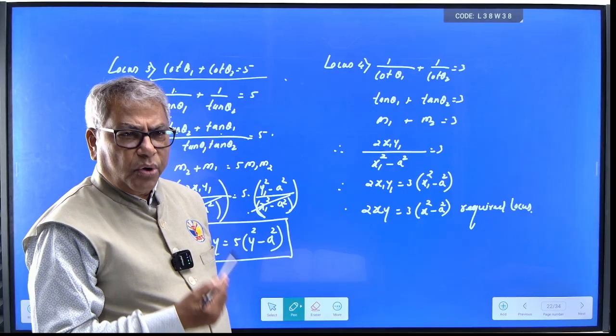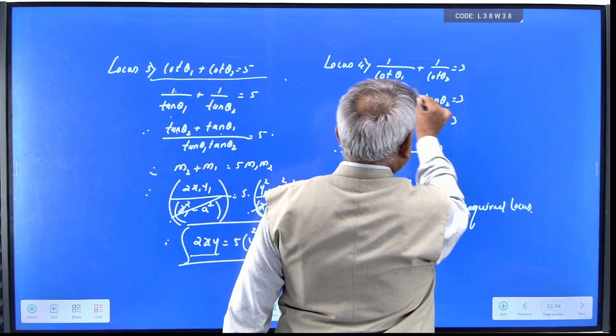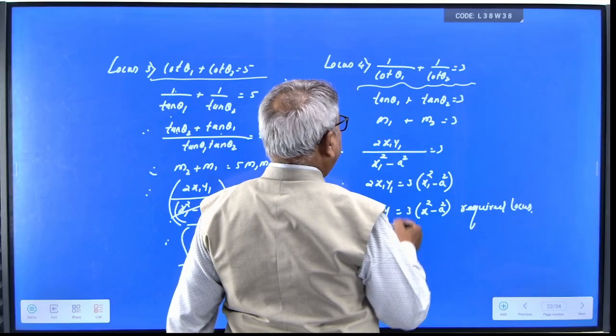I showed you some important loci there. 1/cot θ1 − 1/cot θ2 = 3.